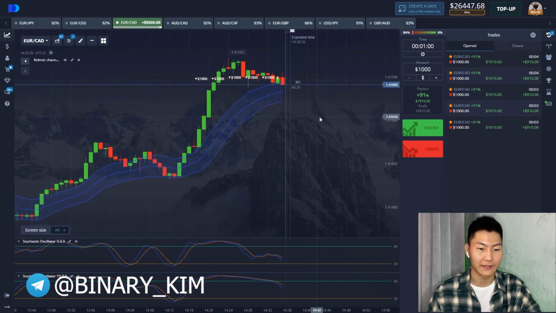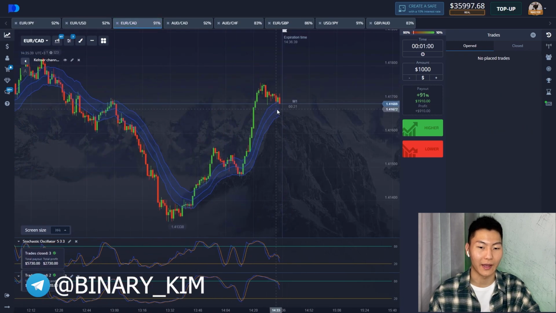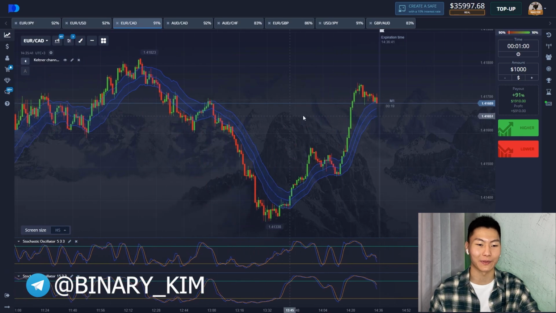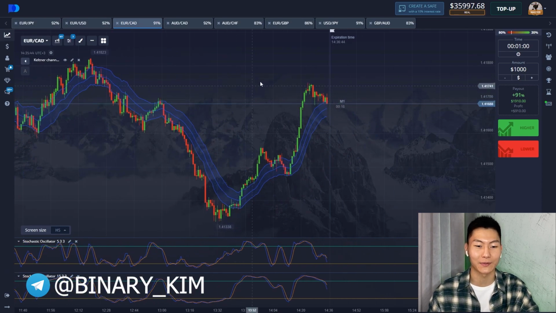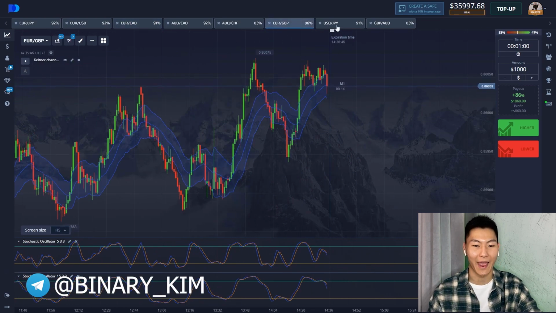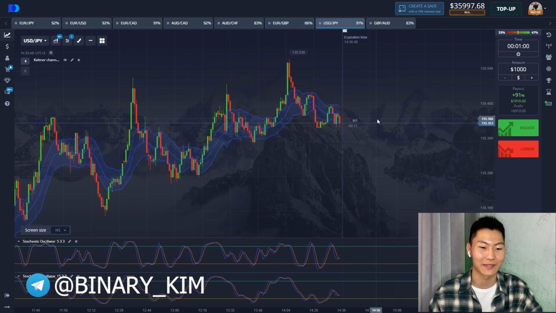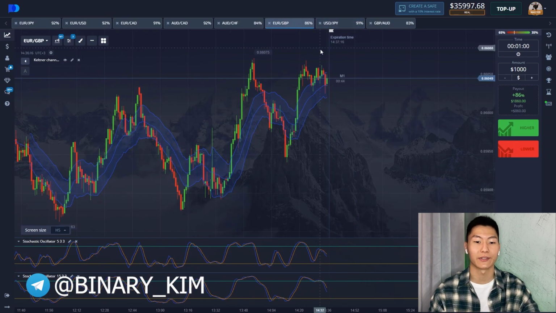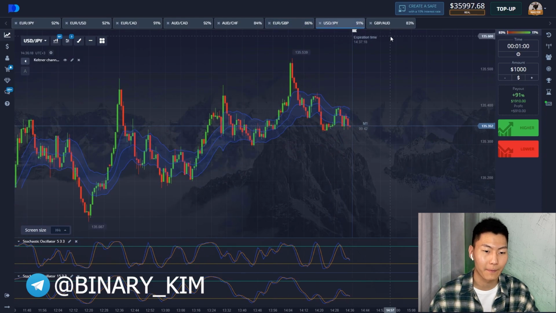Last second before the closing, guys, and our position is in profit. We got almost $36,000 on our balance, and we've already made more than that. So let's continue our trading session and find the next currency pair.